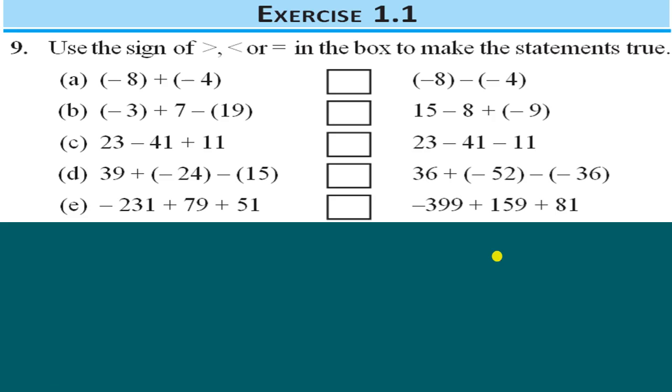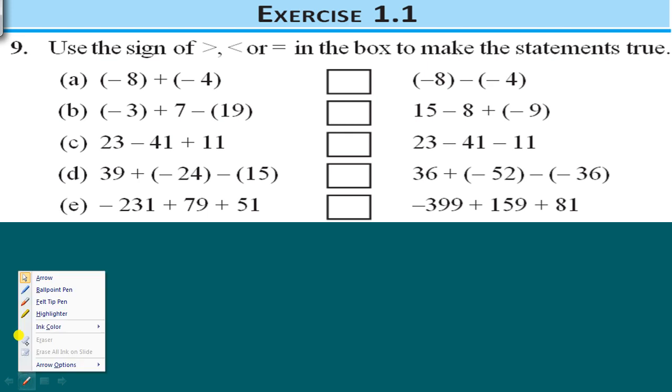Hello everyone. Today I shall discuss exercise 1.1 question number 9. Use the sign of is greater than, is less than or is equal to in the box to make the statements true. Right? First we'll solve question number A.